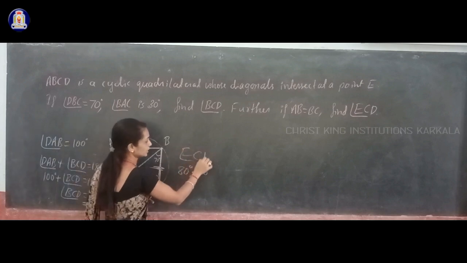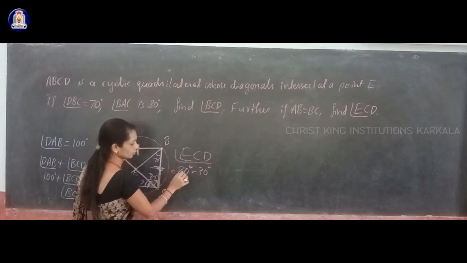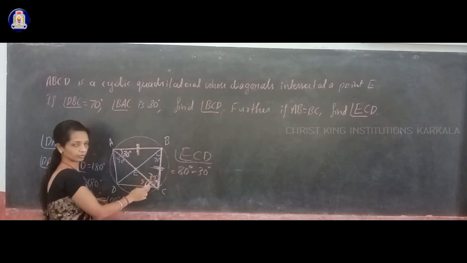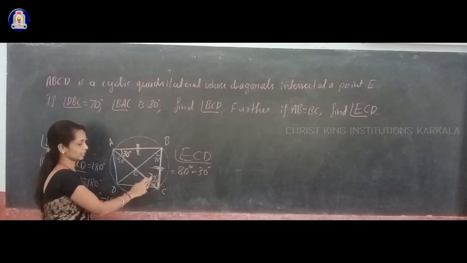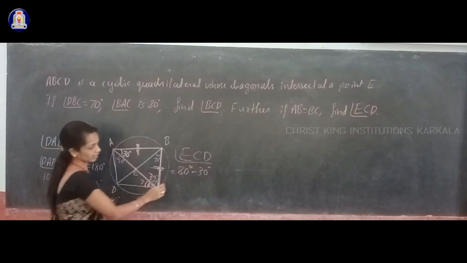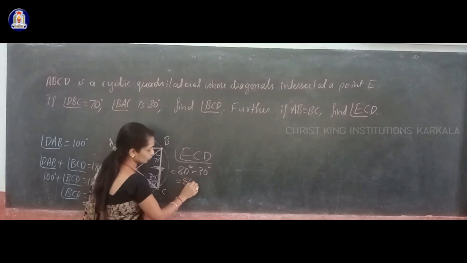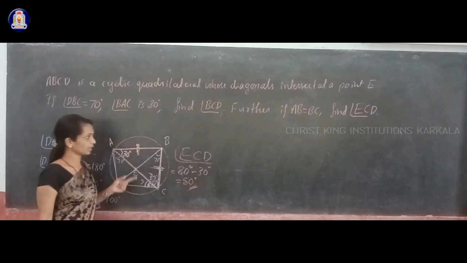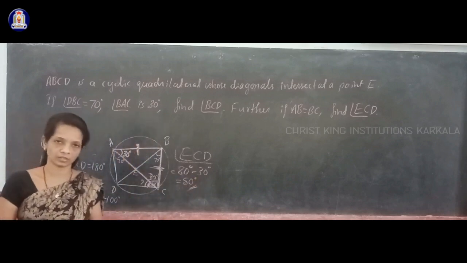So to get angle ECD, you have to subtract 30 from the total 80 degree. Total angle C is 80 degree, and in that, this part of angle C is 30 degree. If you delete that, then you will get angle ECD, and that is equal to 50 degree. So angle ECD is 50 degree.